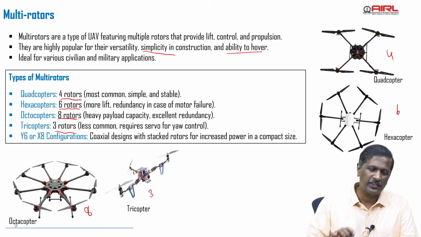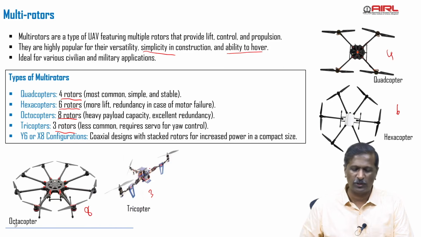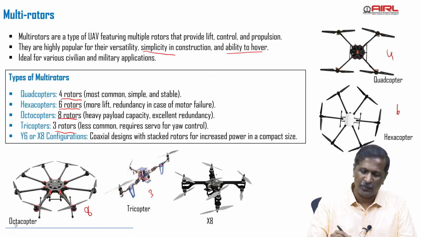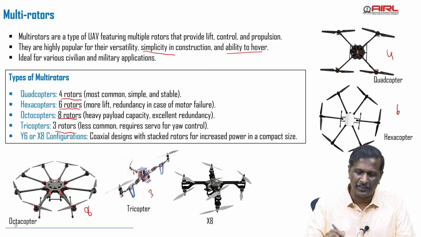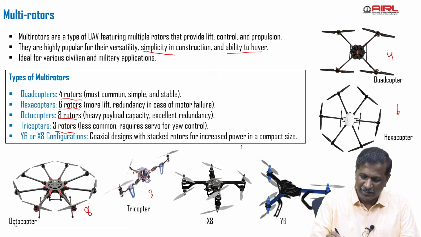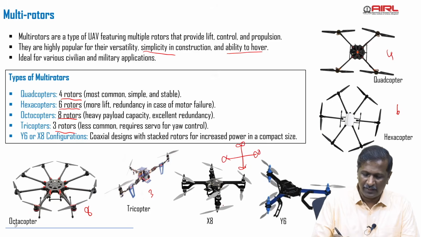Tricopter, a 3 rotor system. See here, achieving stability and orientation is going to be challenging. Then the X8 configuration, where the motors and propellers are mounted in an X configuration, right? So you can also have a plus configuration. You can mount the rotor propellers in the plus configuration also, right? These things will affect the design.